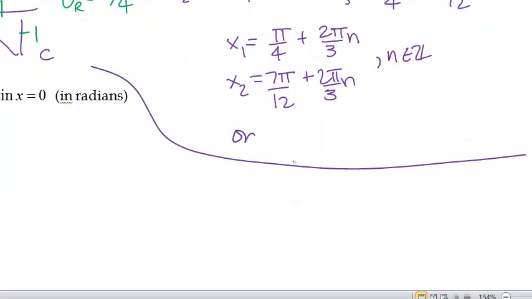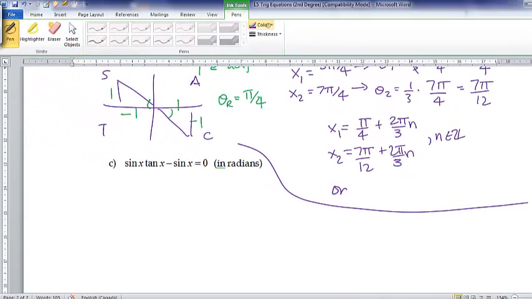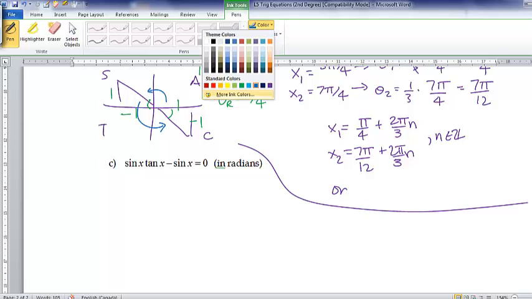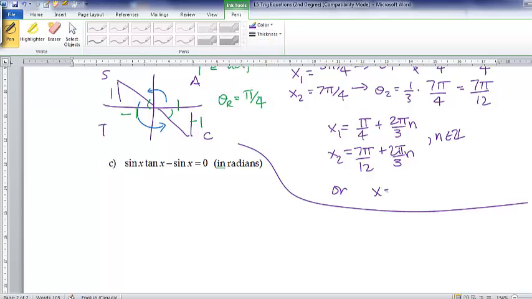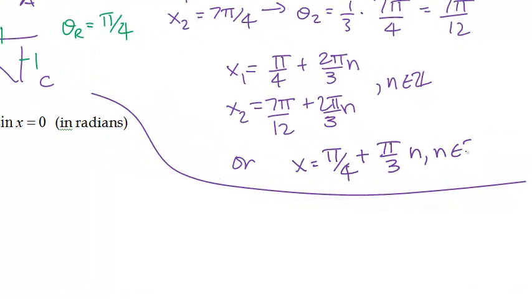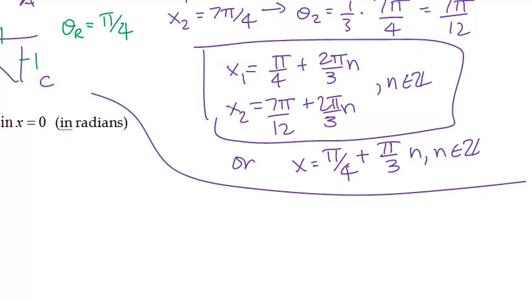Or, since this one is tangent and it rotates every half circle, you could combine this into one really nice answer, with pi over 4 as your starting place, plus half of our full circle, which is 2 pi over 3 here. So half of that is pi over 3. And that could be your final answer as well. Either this one or this one, they would both be great.